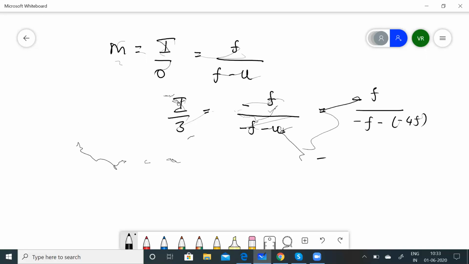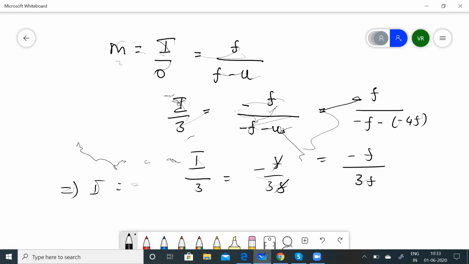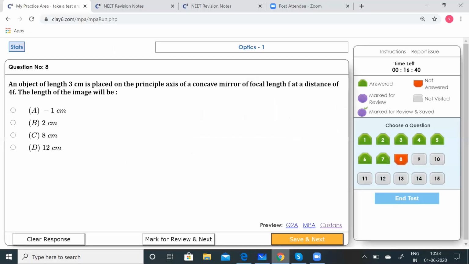Okay? So that would give you minus f by, minus of minus becomes plus 4f, minus f is now going to be 3f. So I by 3 is equal to minus f by 3f, f gets cancelled. So this says that I is equal to minus 1. So let's see which is correct. Minus 1 centimeter. Save that, go to the next.